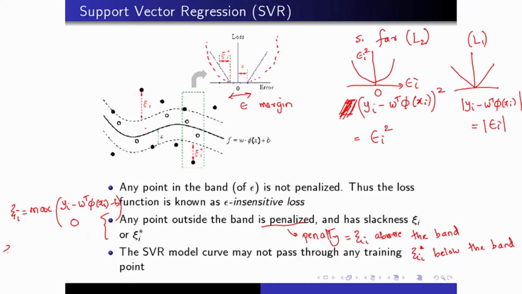Similarly, xi i star would be the max of w transpose phi xi plus b minus yi, and 0. What you ensure in this process is that the support vector regression curve does not necessarily pass through any of the training points. The curve here in black is the SVR curve.